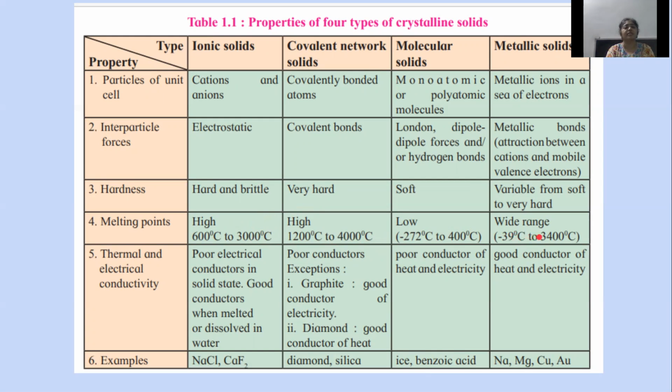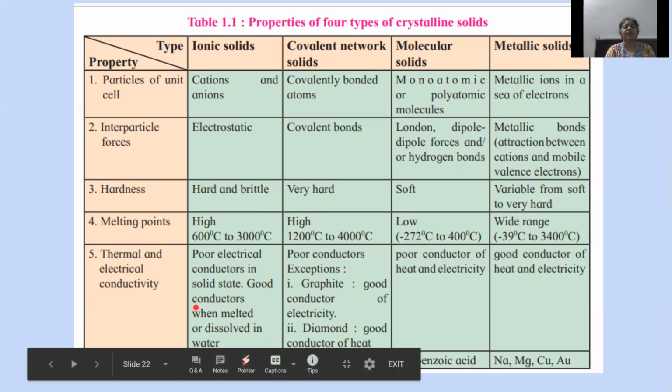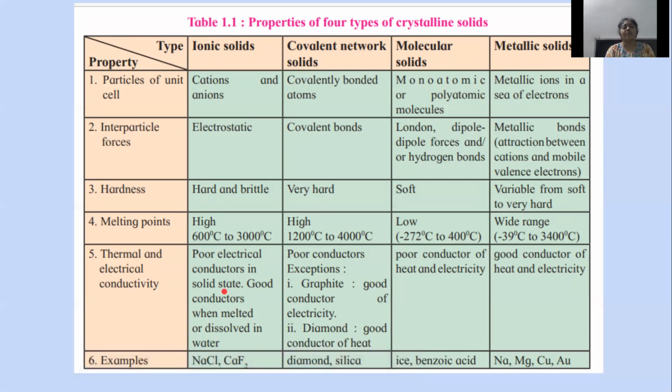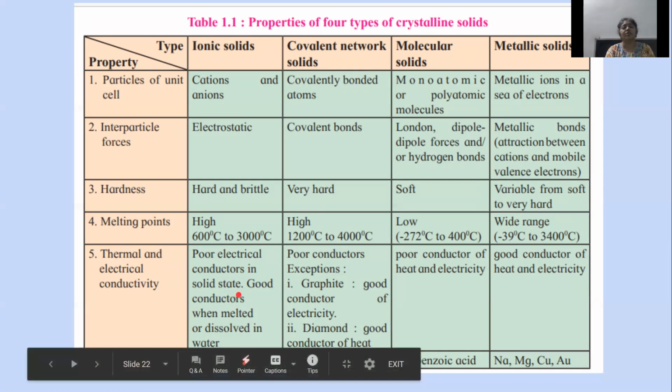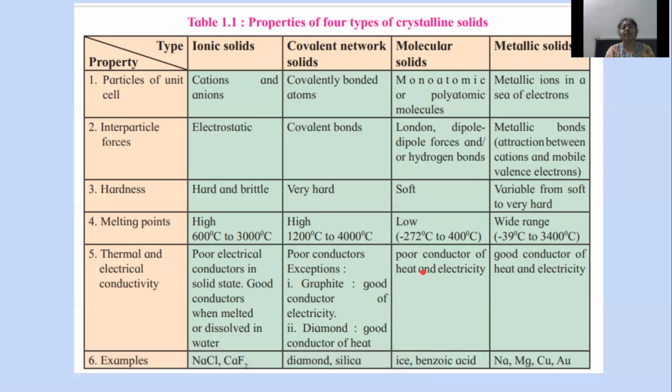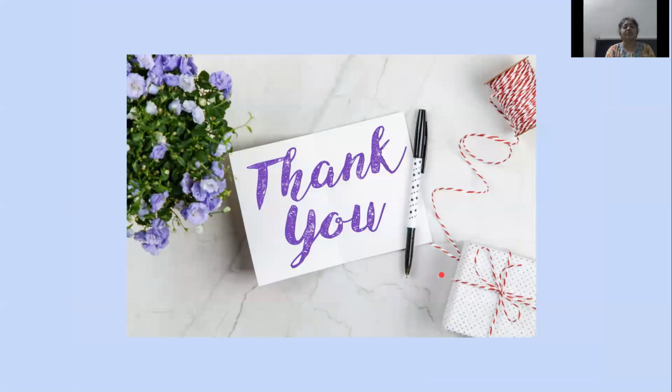Now, coming to the thermal and electrical conductivity, we already saw that the ionic solids are poor conductors in solid state, but generally they do conduct when dissolved in water or in the fused state. Whereas covalent solids are very poor conductors of electricity, exceptions being graphite and diamond. And molecular solids again are poor conductors of heat and electricity, but metallic solids are very good conductors of heat and electricity. So this brings us to the end of today's session.